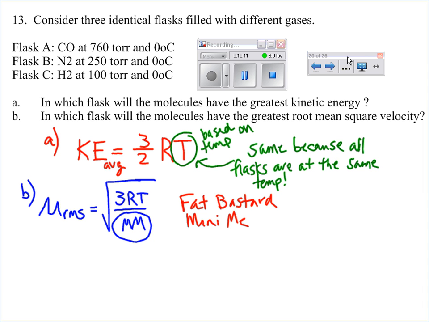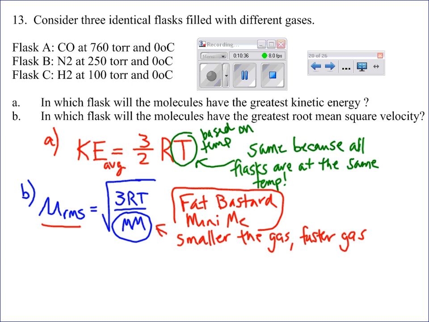That makes sense because if you look at the location of the molar mass, it's inversely related to the velocity. Right? So the smaller the gas, the what? The faster the gas. Make sense? And that's what I call the Fat Bastard Mini-Me phenomenon.